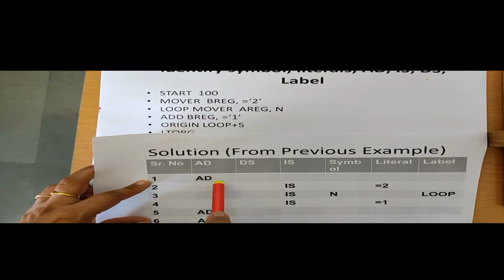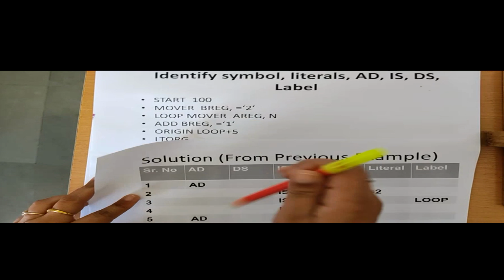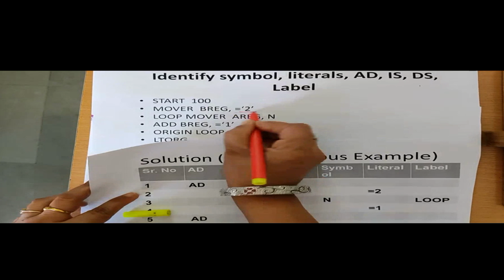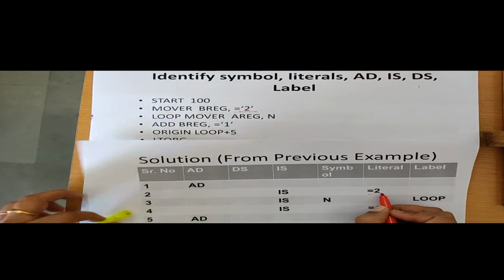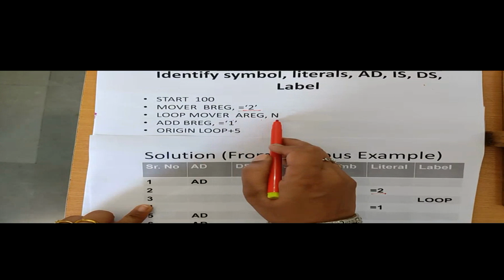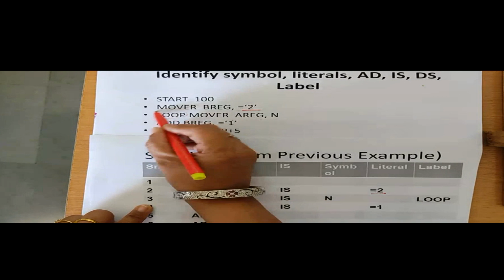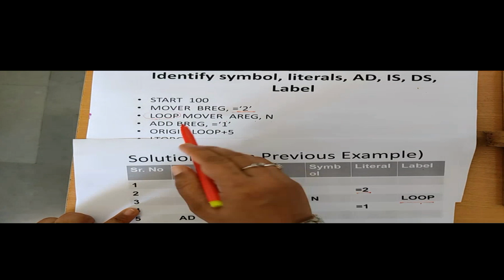So the first one is AD. Second, as we know, it is the IS statement. Here the number 2 we can say is a literal, so we also make an entry in the literal table. Then the third is LOOP MOVER A register comma N. So this LOOP is nothing but a label, so it goes into the label column and we make an entry here. Again, this is the IS statement and we also have a symbol here, N. So in the symbol column we make an entry N.